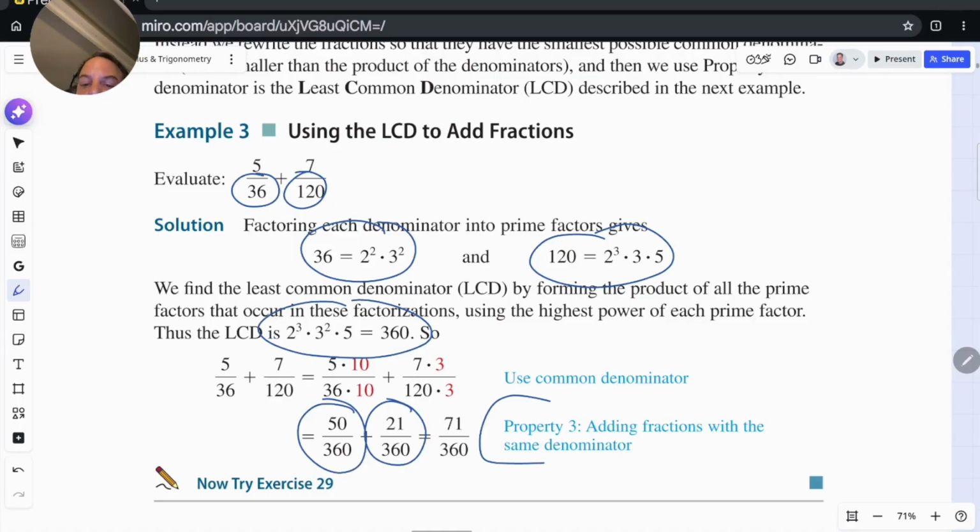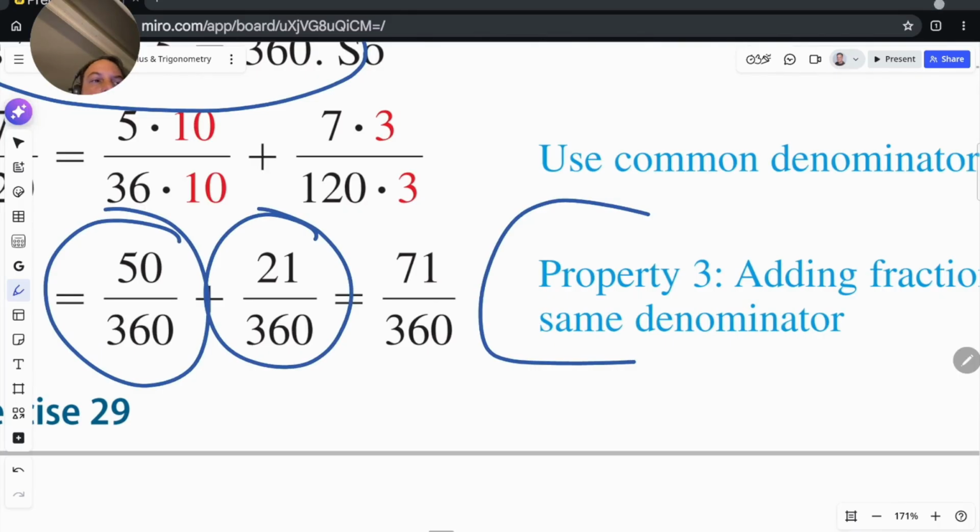Now, we can check, does 71 over 360 reduce further? No, because the only factors of 71 are 1 and 71. It is prime. So since 360 is not divisible by 71, the fraction is now fully reduced.